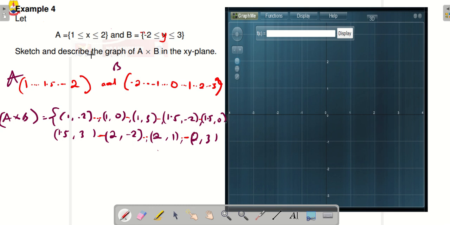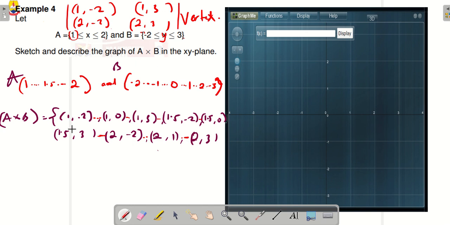The most important thing is that you have to take the vertex. That is, the first one, 1, will pair -2. Then the 1 will pair the last value, which is 3. Then the 2 will also pair the first value, -2. Then it will also pair the last value, which is 3. So 2 pairing 3. These are the vertex. So this will be like the boundary, but we have infinite numbers within it.